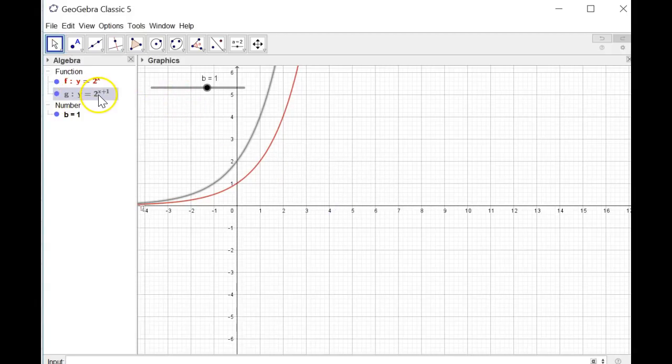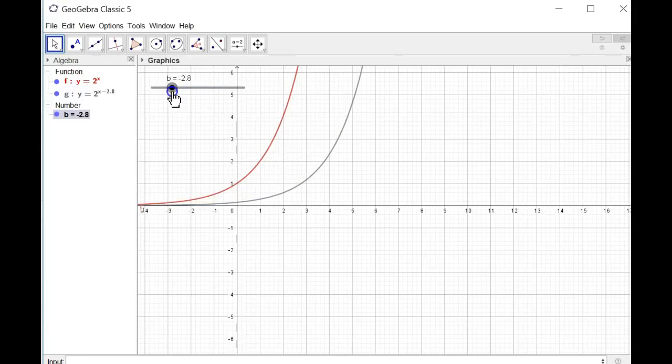Currently I've put y equals 2 to the power x plus b, where b is 1. You can see that's this grey line here. Now as I make b greater, the graph moves to the left. Notice how that y-intercept is no longer at 1. And if I make b less than 1, it then goes below.